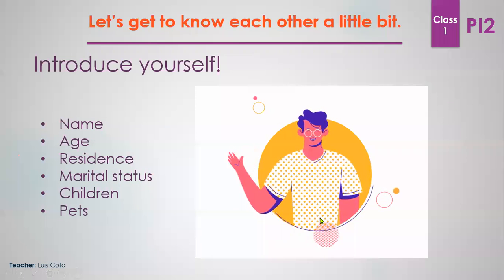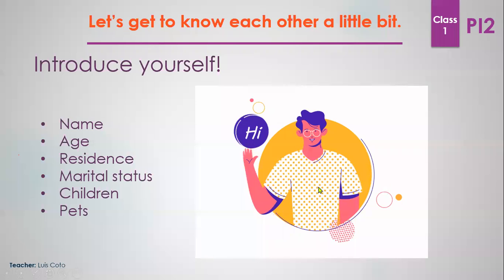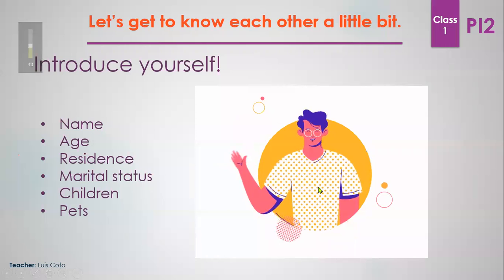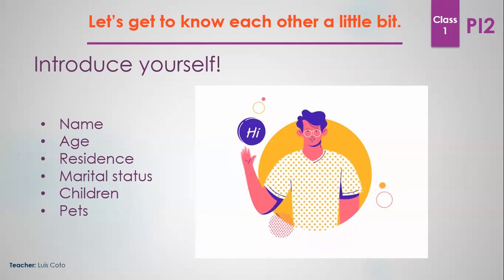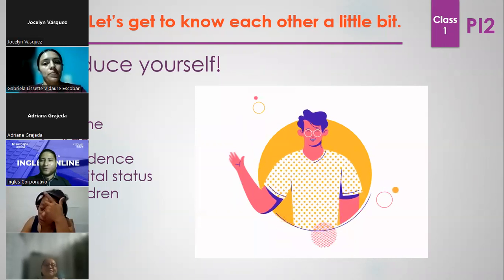Good evening. My name is Adriana, and my last name is Grajeda. I am 32 years old. I live in Metapan. I am single. I don't have children, just a dog named Cappy. Okay, I have a pet. Okay, let's repeat. I have a pet. Its name is Cappy. Is it a dog or a cat? Dog. Okay, it's Cappy. A dog. Okay. Nice to meet you, Adriana. Thank you very much.